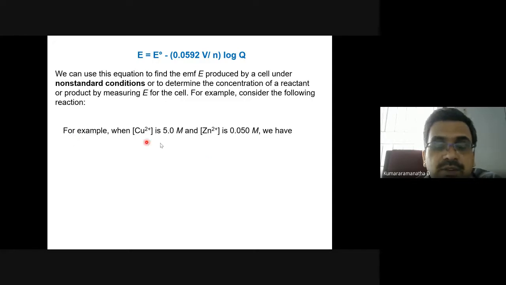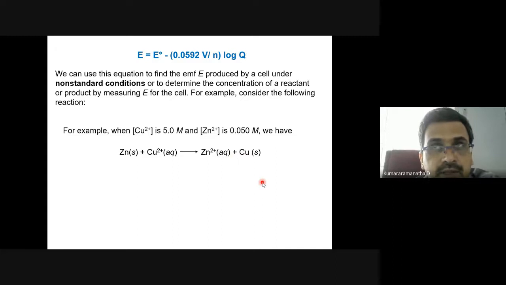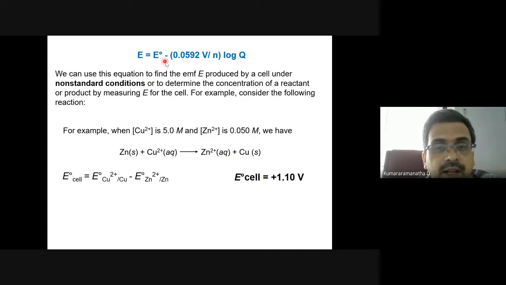For example, if you have copper 5 molar and zinc in a Daniell cell 0.05 molar, and they ask you to calculate for this expression, we can easily calculate the electrode potential of the cell as 1.1 volt. We can recap what we have discussed in that standard cell with the different electrode potentials, along with knowing the concentrations. If you know the concentrations also, by using this expression, we can calculate the electrode potential of the cell.